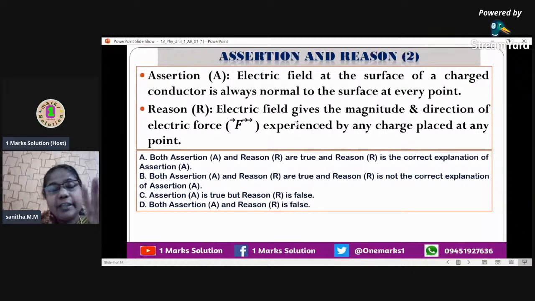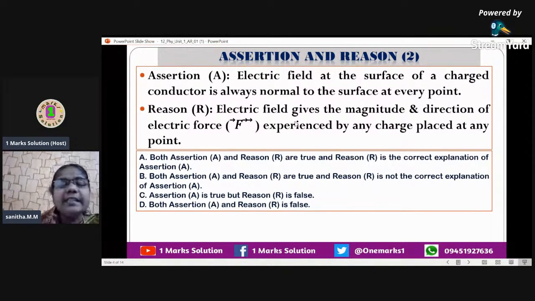always, that means if it is not normal, what will happen? The components will be there. The component of the electric field will be there. If the component is there, what will happen? The charge will experience a force, so they will start moving. In the static situation, no charges are moving. So it is actually not correct. That means contradictory. That is why here we can say that it is always normal to the surface.